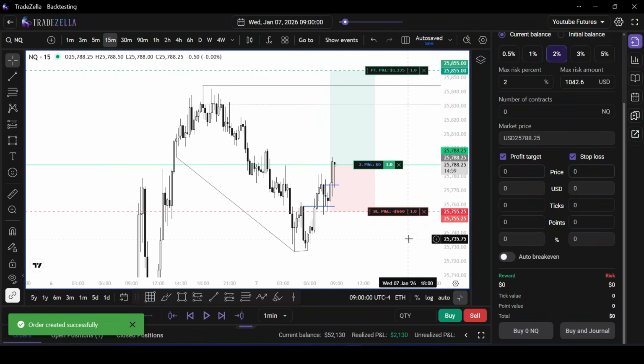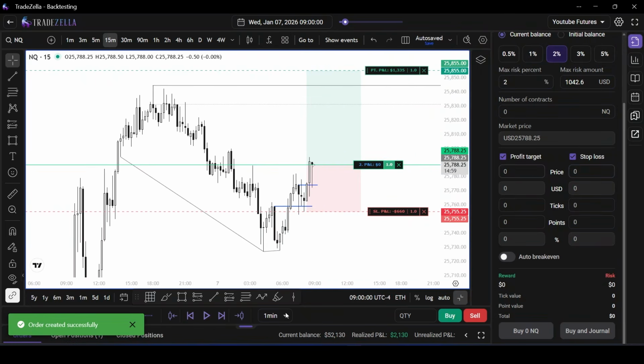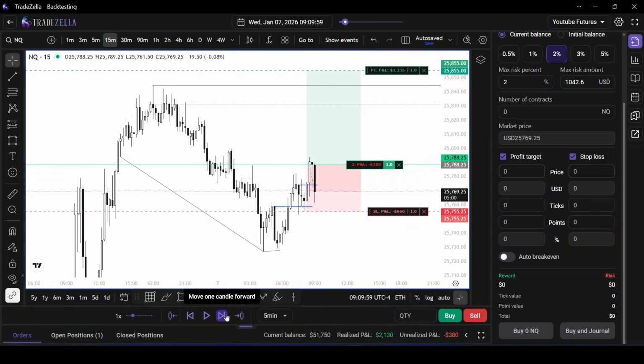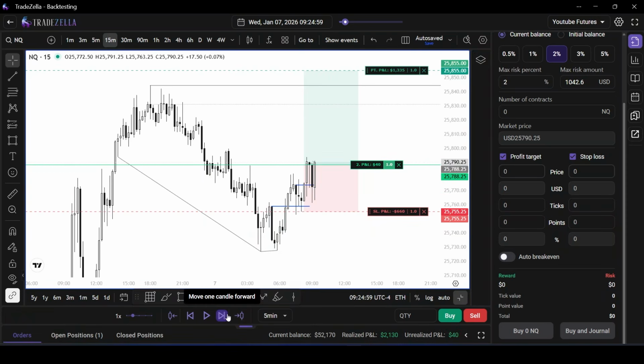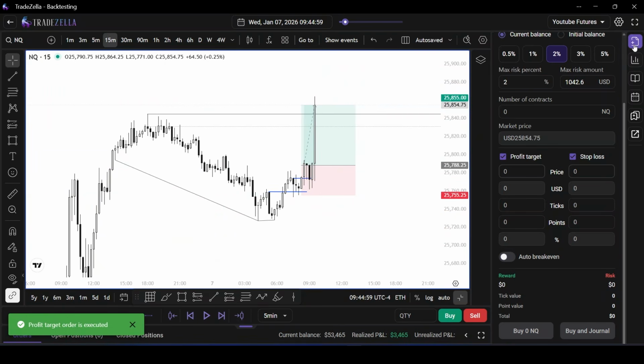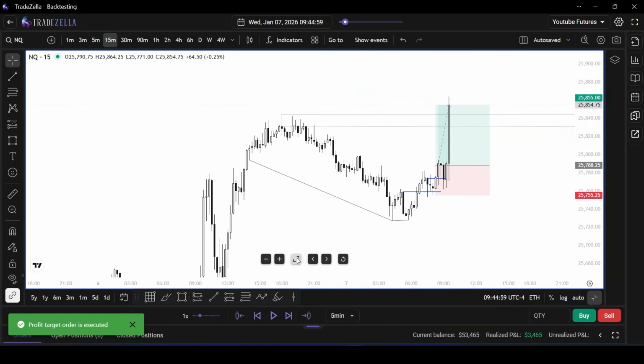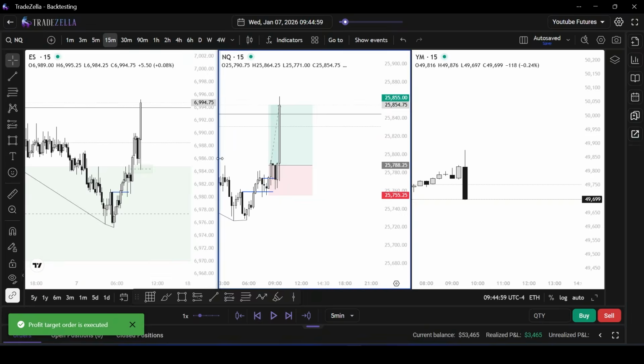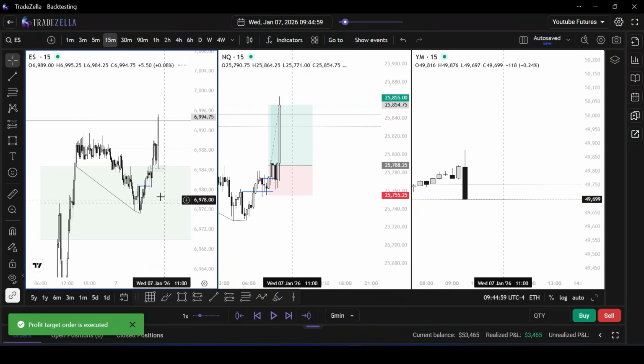Risking 2%. Makes sense. See if that's gonna work, I don't know. Oh, okay, so we had it right here. And both assets delivered, as you can see.